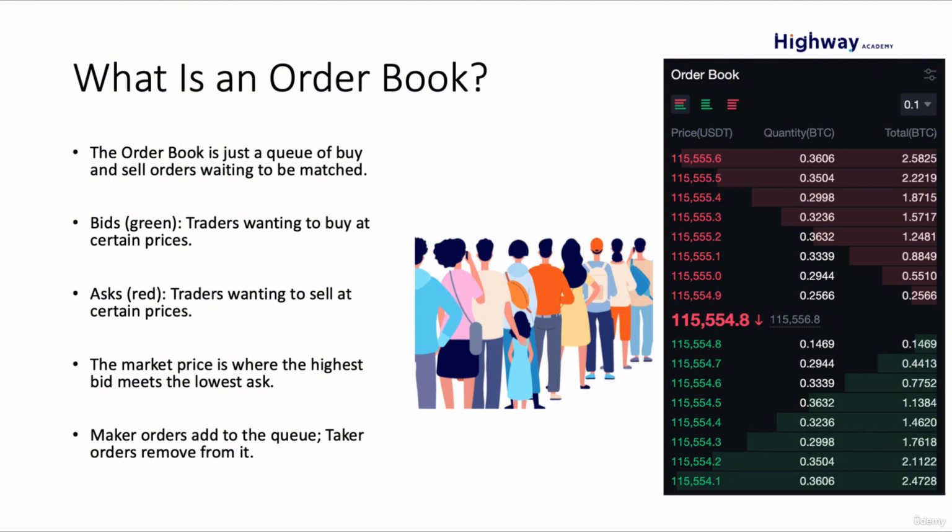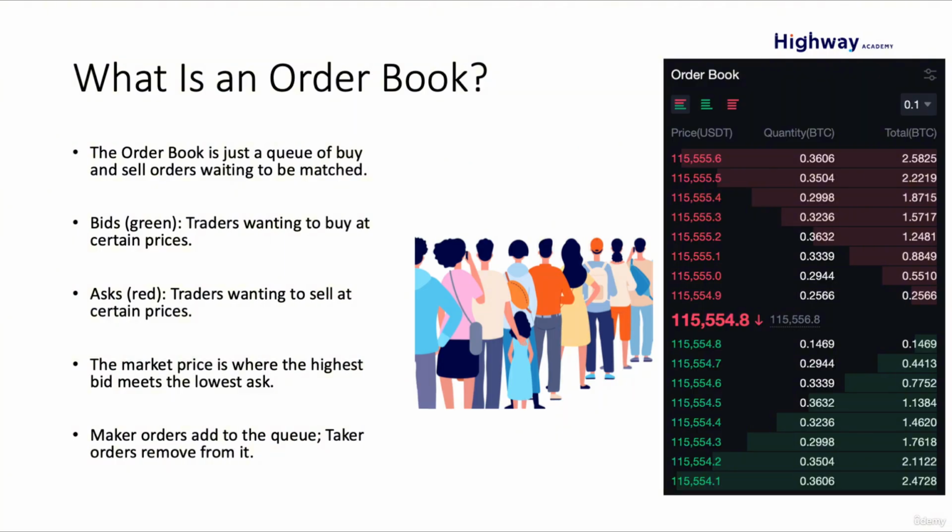On the right side of the screen, you can see the actual order book. The numbers in green are called bids. These are the prices that traders want to buy at. Each green row shows a price, the quantity being bought, and the total amount. You can think of bids as people lining up saying, I want to buy at this price. The numbers in red are called asks. These are the prices that traders want to sell at. Each red row shows a seller offering to sell a certain quantity at their chosen price. They're basically saying, I'll sell, but only if you pay this much.